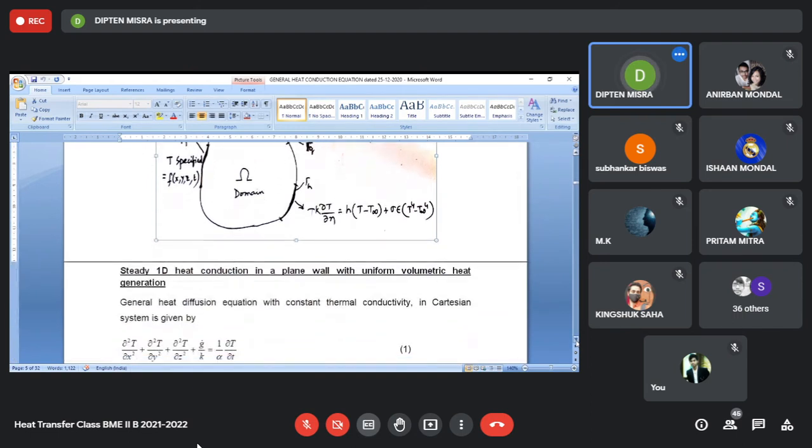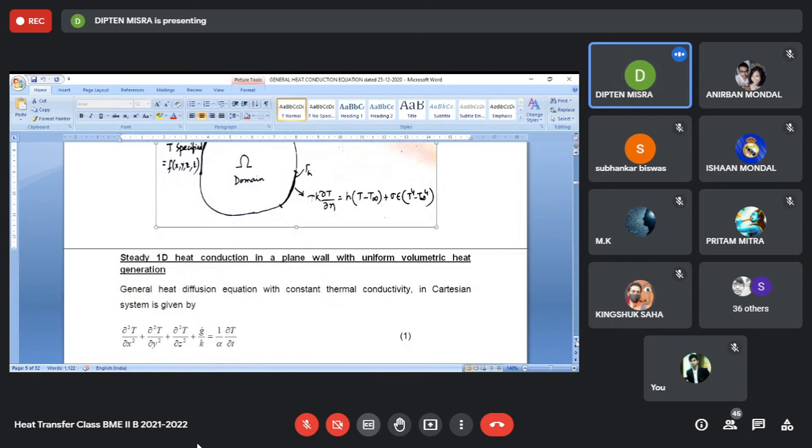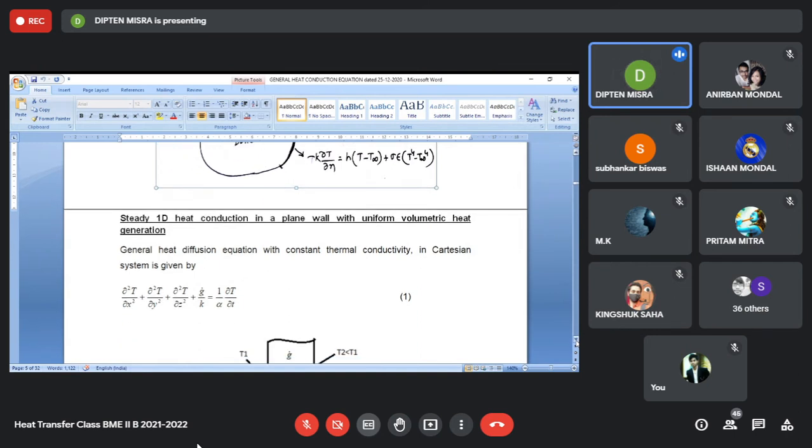Now, having said this, we come to the case of a one-dimensional heat conduction problem under steady state. That is a problem where the heat is flowing only along one direction, and the temperature varies only along one direction. That means the heat is not flowing along the other directions, that is, along y and z.